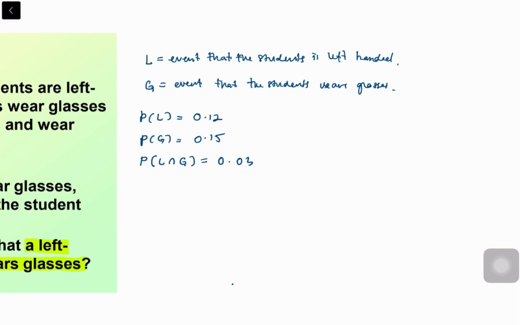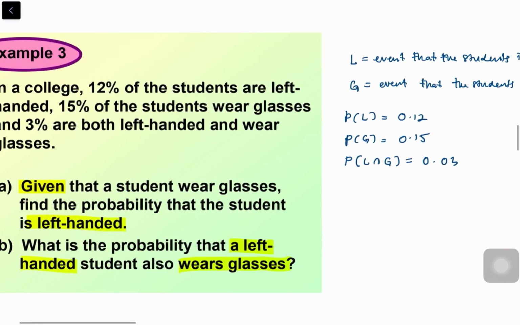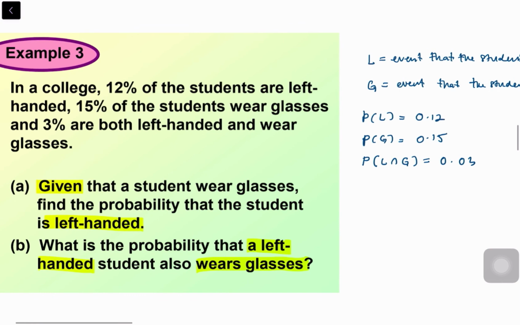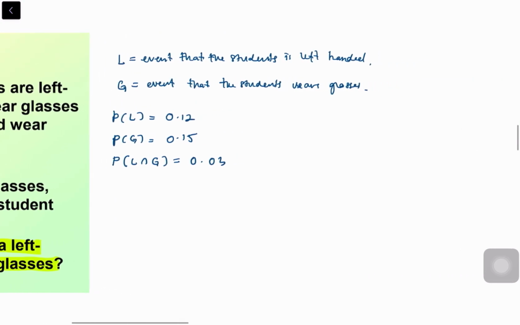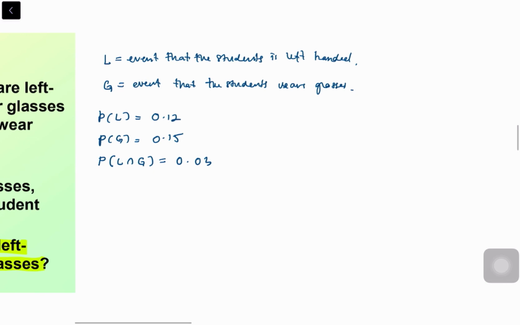So now we have these three pieces of information. Okay, now we would like to answer the first one, which is A. The question is: given that the student wears glasses, find the probability that the student is left-handed. So this is actually a conditional statement, just like I mentioned just now. For A, we are looking for the probability of L given G.